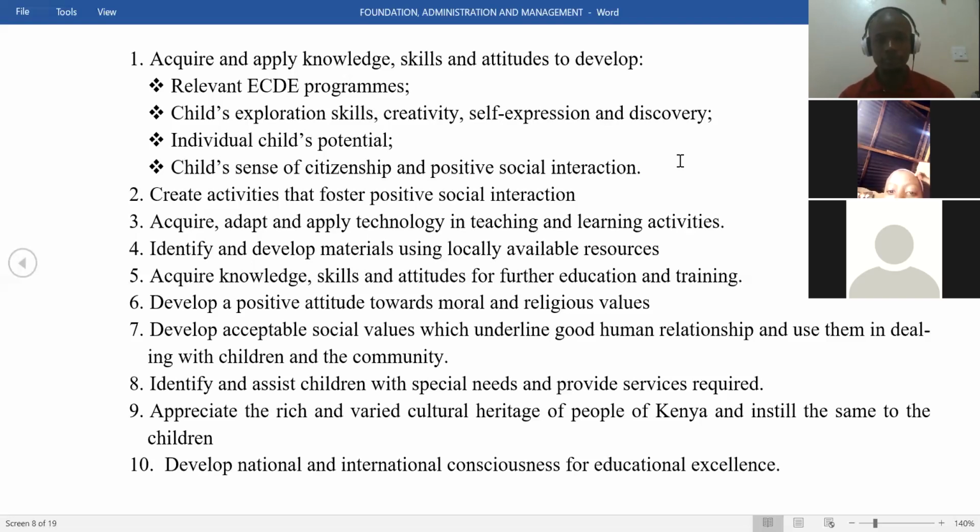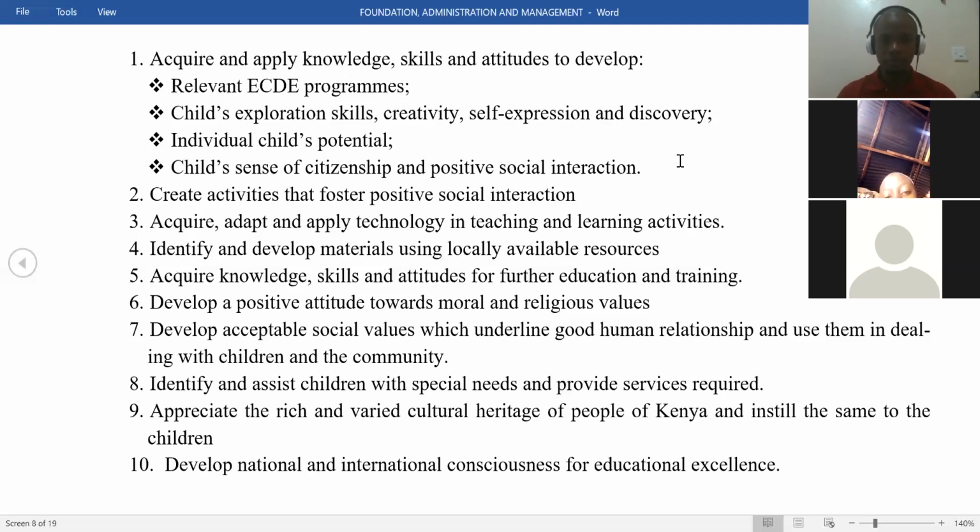Develop acceptable social values which underline good human relation and use them in dealing with the children in the community. Very good. So develop acceptable social values. For example, using the etiquette of the words like thank you, welcome, please, may I talk to you? Hi. So you see, these are some of the acceptable social values. You can apologize, you can appreciate people so that you can have a good relation with them, and you also use them in dealing with the children and the community. Okay. Number 8.